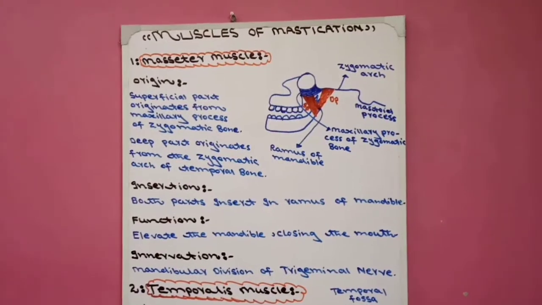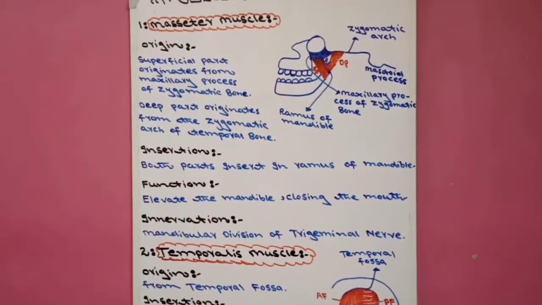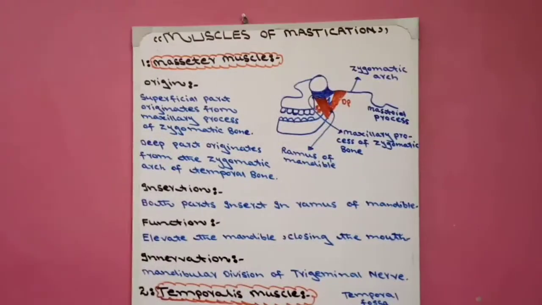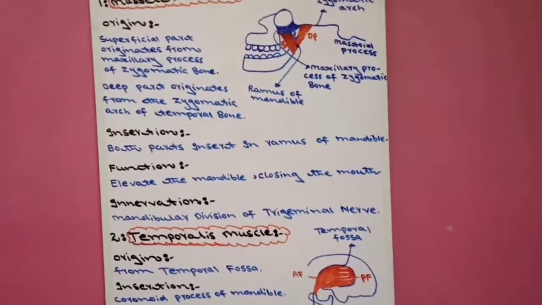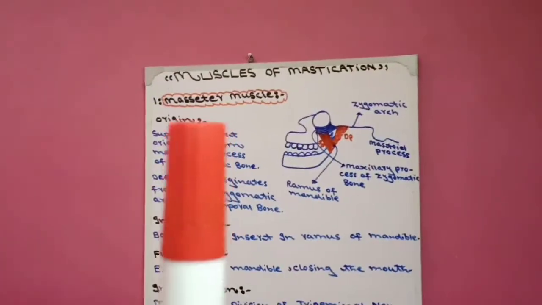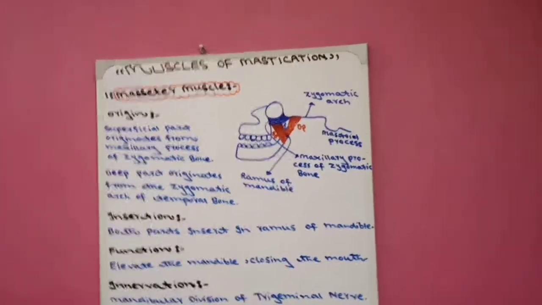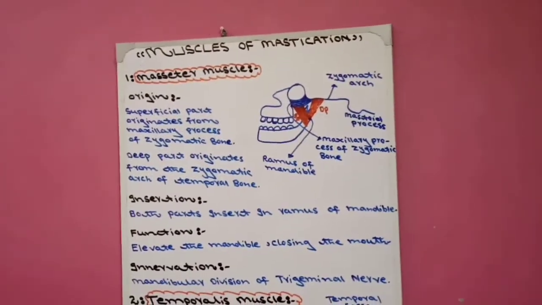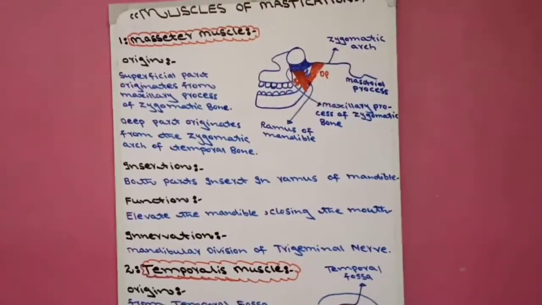On each side there is a masseter muscle, temporalis muscle, medial pterygoid and lateral pterygoid, and on the other side the same: masseter muscle, temporalis muscle, medial pterygoid and lateral pterygoid. First we start from masseter muscle. The most powerful muscle of mastication is the masseter muscle. It is a rectangular muscle.